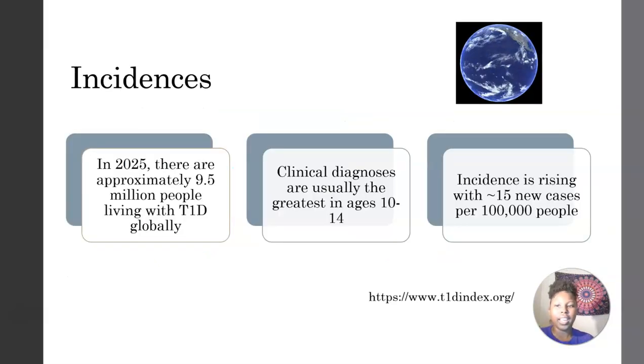So, incidence. I got this from the Type 1 Diabetes Index. In 2025, there are approximately 9.5 million people living with type 1 diabetes, and this is a global number. And then clinical diagnosis, as I mentioned in the beginning, is usually greatest in ages 10 to 14. That's when children are more likely to show the symptoms, like if they're using the restroom a lot, if they're always thirsty, or if they're not putting on weight like growing children should. It's really a big indicator. And incidence is actually rising, and this is a global number once again: 15 new cases per 100,000 people.